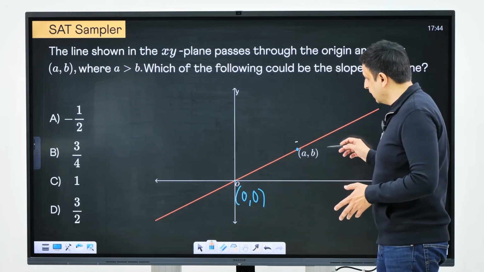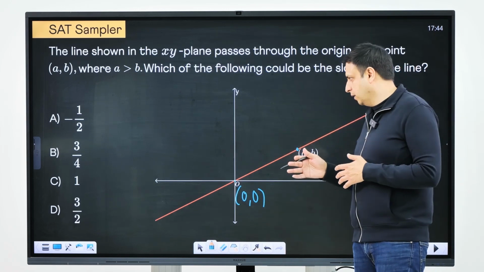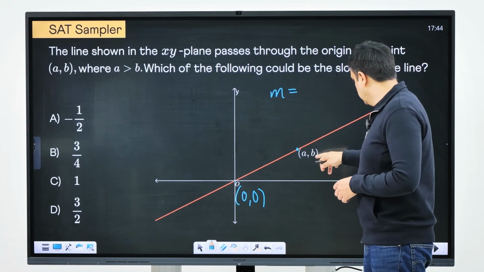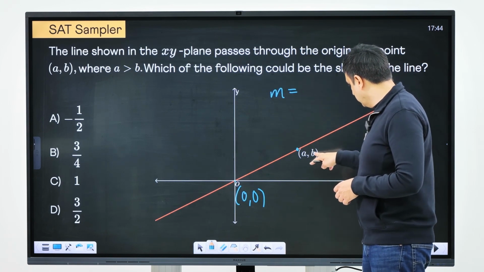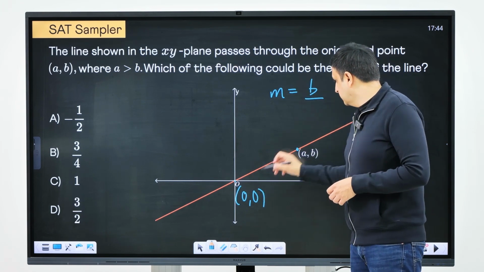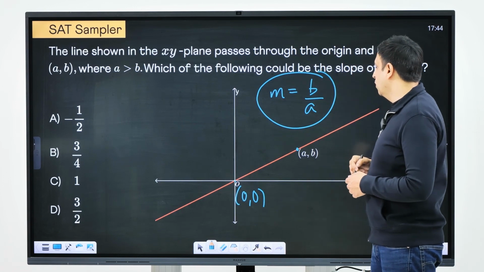So the slope of this line, we can simply use y2 minus y1 over x2 minus x1, rise over run, and find the slope of this line as the difference of the y coordinates. So b minus 0, that's b, over a minus 0, that's a. Alright, so the slope of this line is b over a.